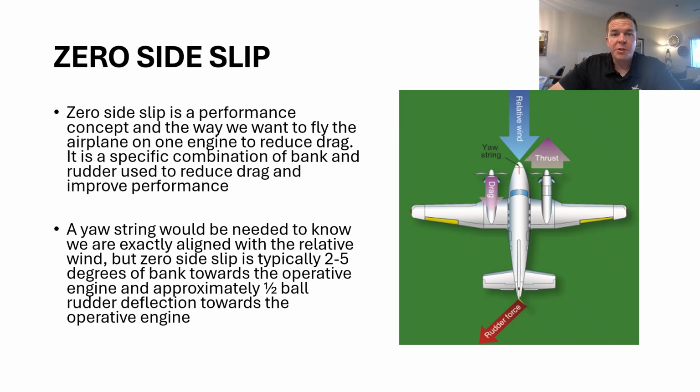Next, let's talk about zero side slip, which is a performance concept when we are flying a multi-engine airplane. The point of zero side slip is to reduce drag when we are in a multi-engine airplane. We would need a yaw string to know that we are exactly in zero side slip. However, the manufacturers of multi-engine airplanes give us a combination of rudder and bank to use to get us close to zero side slip. It's typically going to be anywhere from 2 to 5 degrees of bank and 1/2 ball to 1/3 ball rudder deflection towards the operative engine.